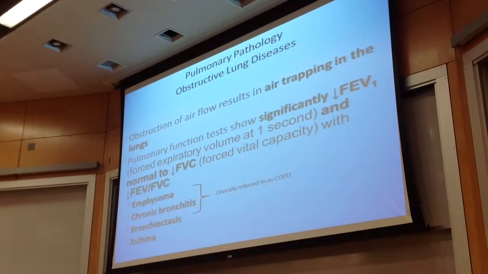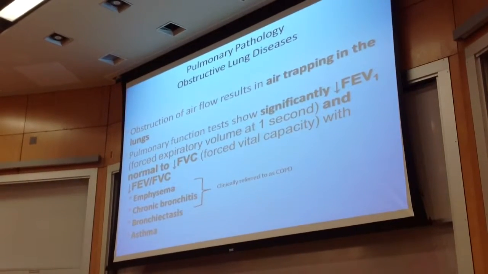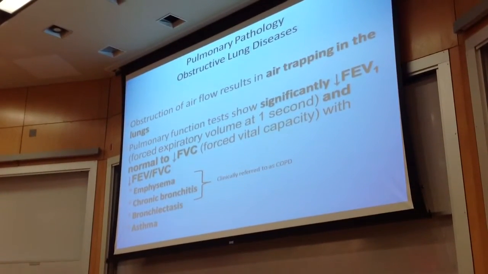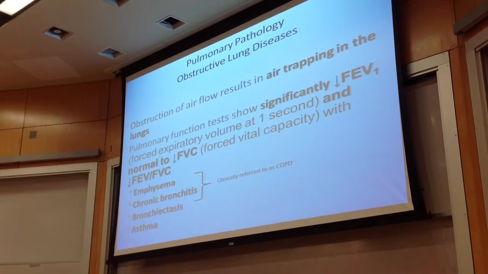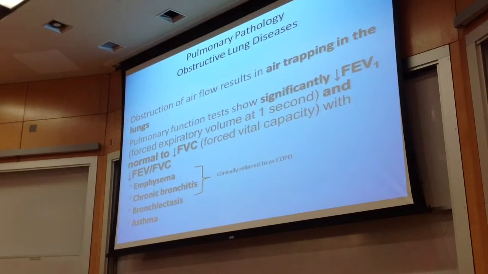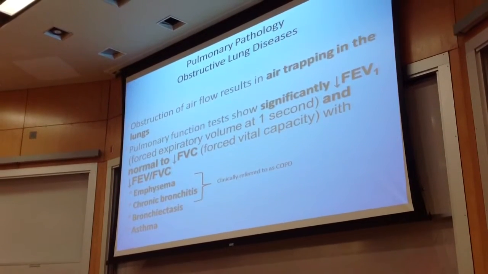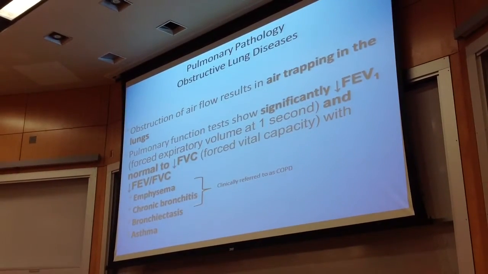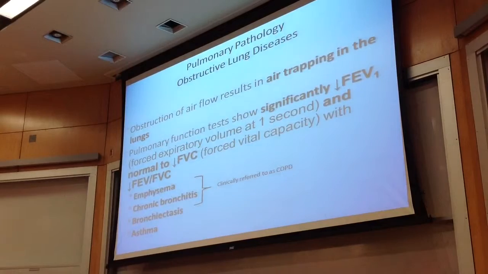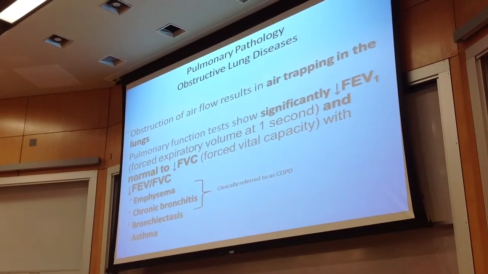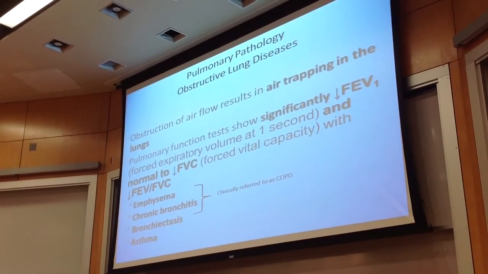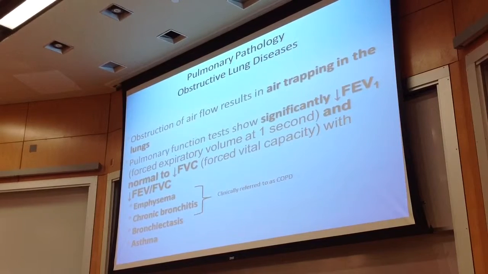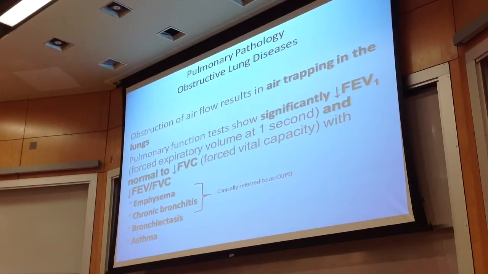So next we'll talk about the obstructive and the restrictive lung diseases. Super important to determine which one you're dealing with. Obstructive processes all generally result in air trapping in the lungs. That's the underlying unifying feature. And because of this air trapping, they have very characteristic pulmonary function tests.